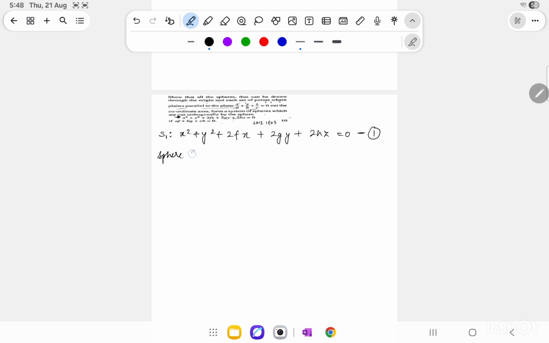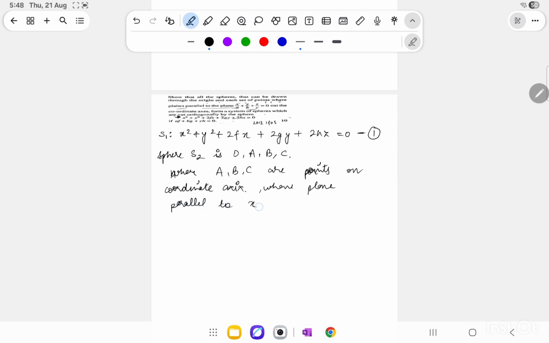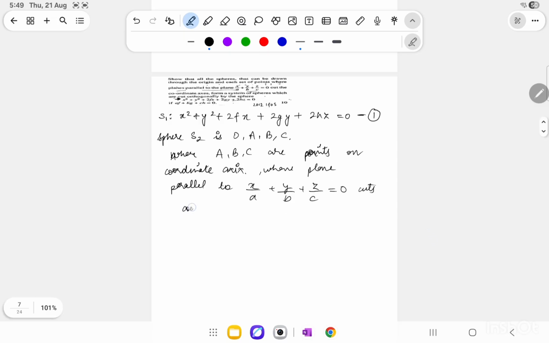And sphere S2 is basically the equation of the sphere which is passing via points O, A, B and C, where A, B, C are basically points on the coordinate axes where the plane parallel to x by a plus y by b plus z by c equals 0 cuts them. Where any plane parallel to this cuts the coordinate axes.